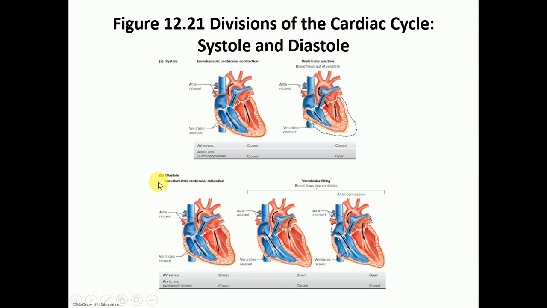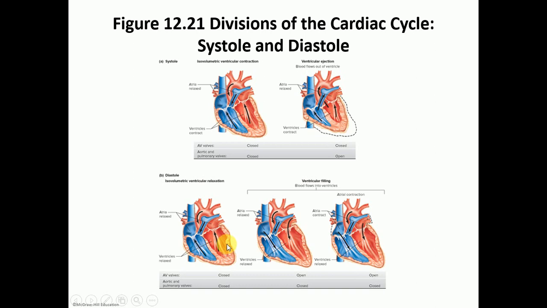So you can guess isovolumetric means that there is no change in volume, which means that all of the valves are shut. Okay, so again, your AV valves and semilunar valves, all four of those valves are closed. Whenever you see the term isovolumetric, make that kind of like a reflex that all of the valves are closed. Okay, followed by the phase of ventricular filling.